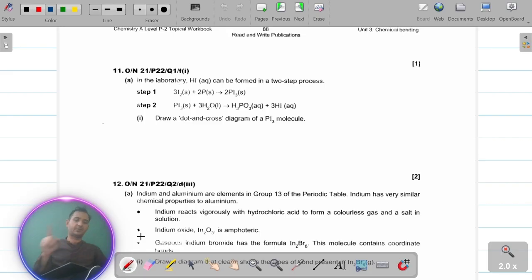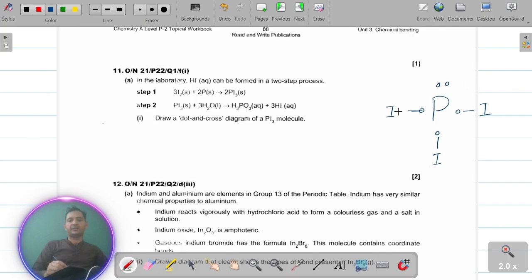Phosphorus: check the group number of phosphorus. It is from group 5, which means there are 5 electrons in the valence shell: 1, 2, 3, 4, 5. Now I will check the group number of iodine. Iodine is from group 7 and can make one bond. So phosphorus makes one bond with each of the three iodines, here, here, and here.